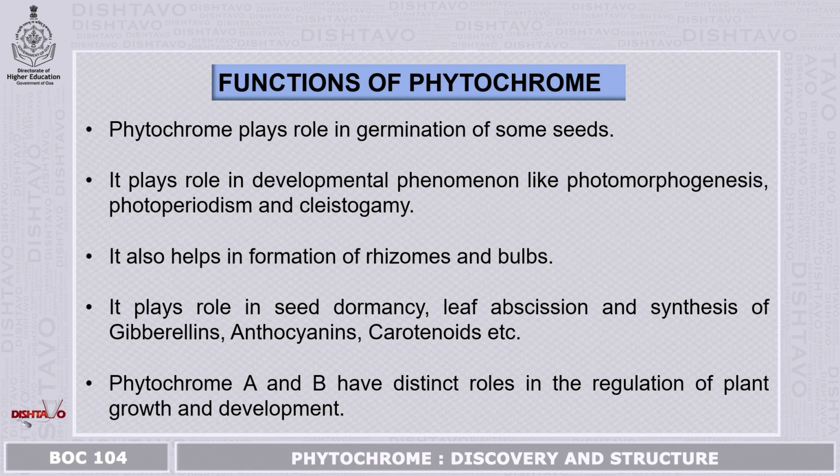Coming to the functions of phytochrome. Phytochrome plays a role in germination of some seeds. It also plays a role in developmental phenomena like photomorphogenesis, that is plants which develop with the help of light signals, then photoperiodism and cleistogamy. It also helps in formation of rhizomes and bulbs. It plays a role in seed dormancy, leaf abscission, and synthesis of gibberellin, anthocyanins, carotenoids, etc. That is with regard to the pigments.